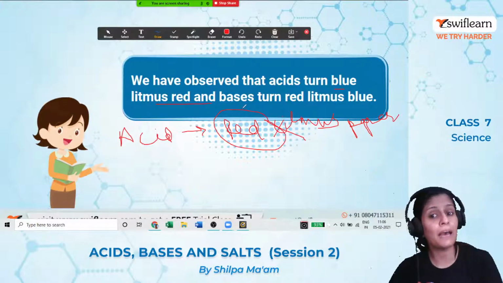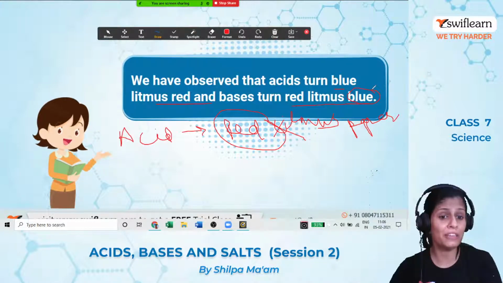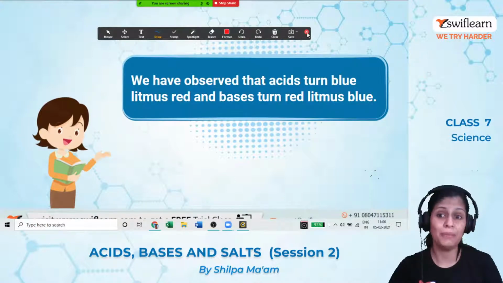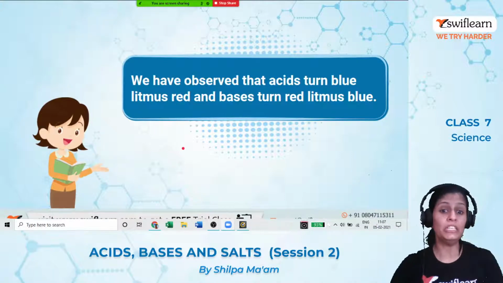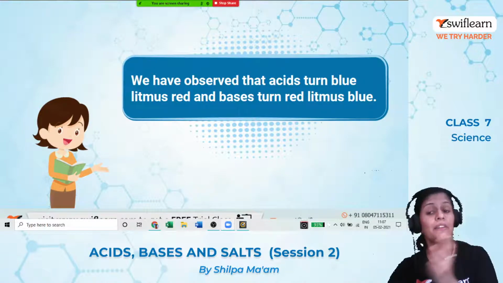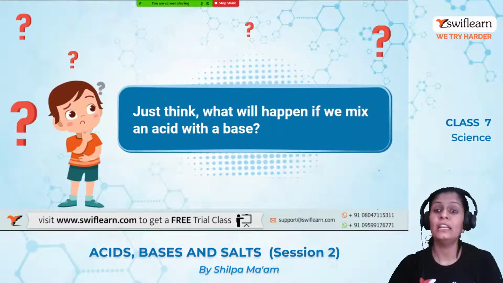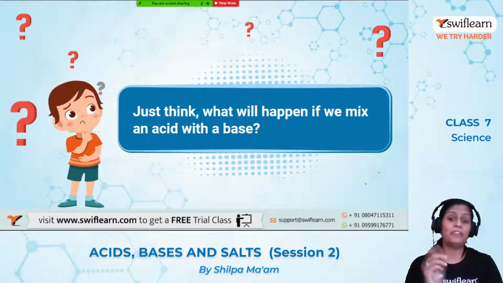Same thing happens for base. Base turns red litmus paper blue. But if you take a blue litmus paper to check whether a given substance is a base or not, it is not going to show any effect. That means the selection of litmus paper has to be done properly. We need to take a blue litmus paper for testing an acid and a red litmus paper for testing a base. Now, just think what will happen if we mix an acid with a base.